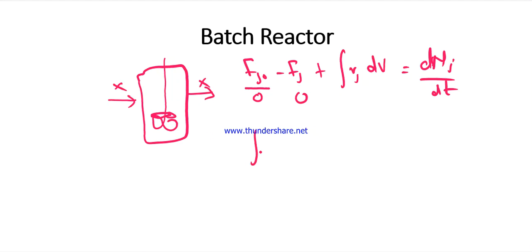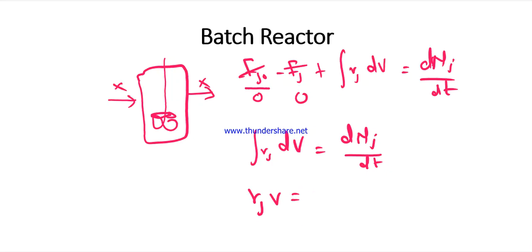So, in that case, we are having the integral of Rj dV equals dNj/dt, because the other terms cancel out. But if it is well mixed, in which case the rate of reaction everywhere is the same, therefore we can remove the integral and have Rj times V equals dNj/dt. So this stands for the reactor design equation for batch system.